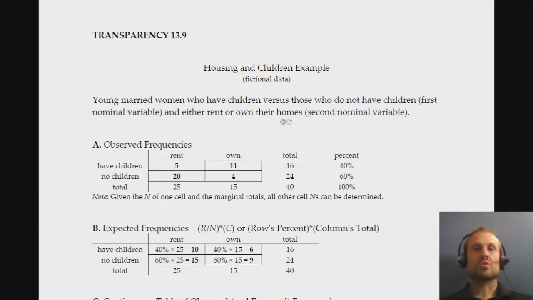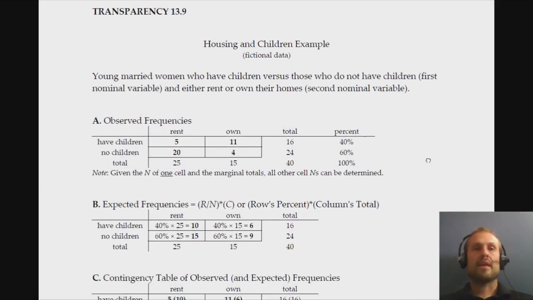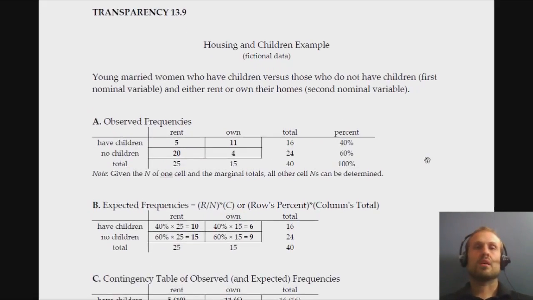So I have 2 nominal variables. Doesn't matter which one you see as first. The first one has 2 categories, have children or no children, and the other one is renting or owning. So now I observe 5, 11, 20, and 4. So I wanted to see if they're related to each other, or if they're completely independent.